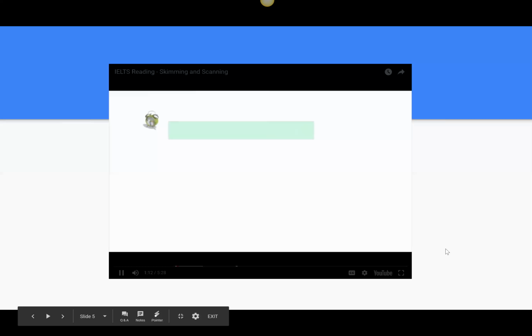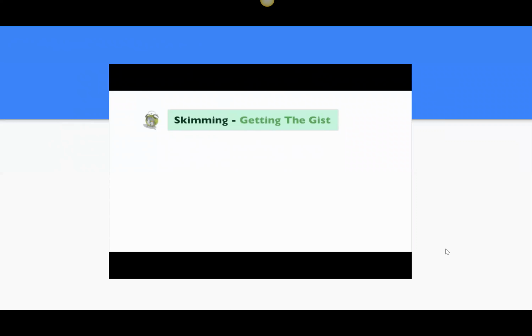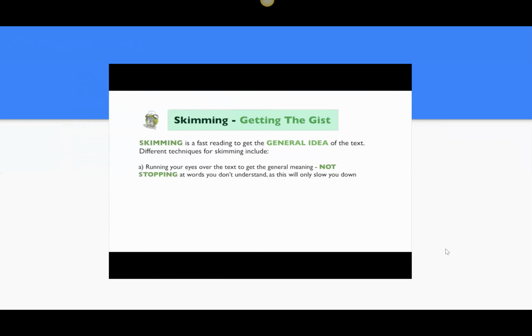Skimming, getting the gist. Skimming is a fast reading to get the general idea of the text. Different techniques for skimming include A. Running your eyes over the text to get the general meaning, not stopping at words you don't understand, as this will only slow you down. B. Reading the first and last paragraph of the text, and summaries if offered. And C. Looking clearly at the topic sentences, the most important sentence of each paragraph.